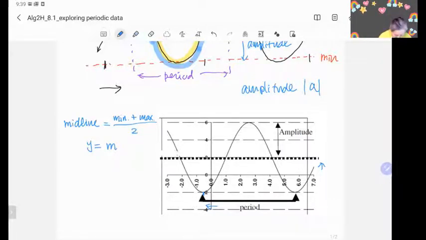Then also amplitude can be calculated algebraically. You take the maximum and then subtract the midline value, then that could give you the amplitude here, right? Or you can just have midline minus minimum and then get the absolute value. That also works, right?